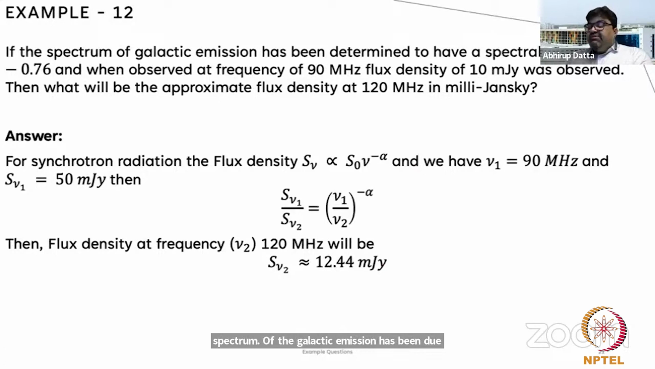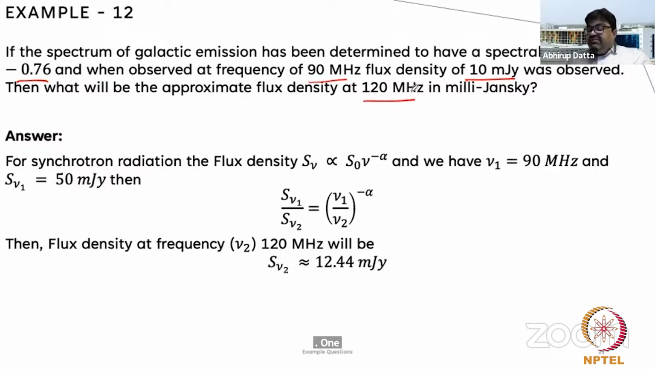So, the last example for this particular discussion: the spectrum of the galactic emission has been determined to have a spectral index of alpha equal to minus 0.676, sorry, and when observed at a frequency of 90 megahertz, a flux density of 10 millijansky was observed. What will be the approximate flux density at 120 megahertz in millijansky? So exactly what we did, we have the flux now represented by S instead of F, but nevertheless the same thing.